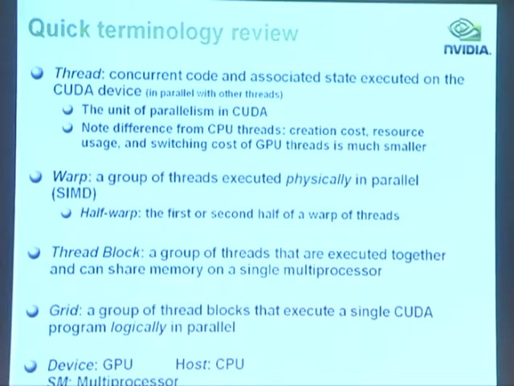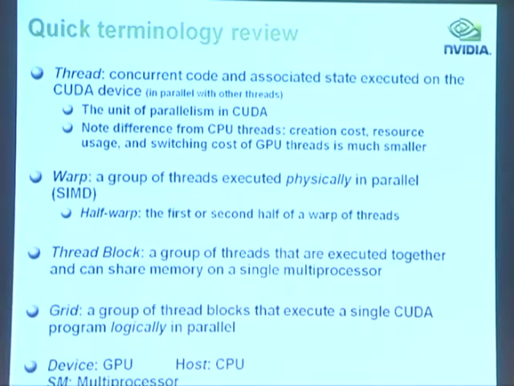Okay, so terminology review. A thread is concurrent code and its associated state that's executed on the CUDA device in parallel with many other threads. Threads are the unit of parallelism in CUDA, but you should be aware of the difference between CPU threads and GPU threads. GPU threads have much lower creation cost and lower resource usage, and the switching between them is smaller. This is all because we launch thousands of them at once, and therefore all those costs are amortized over many threads.